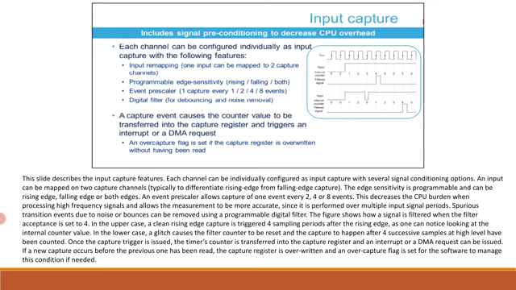Once the capture trigger is issued, the timer's counter is transferred into the capture register and an interrupt or a DMA request can be issued. If a new capture occurs before the previous one has been read, the capture register is overwritten and an overcapture flag is set for the software to manage this condition if needed.